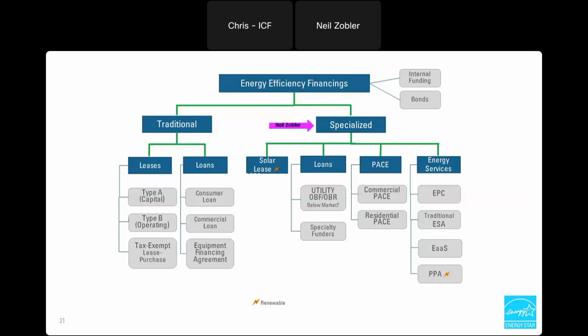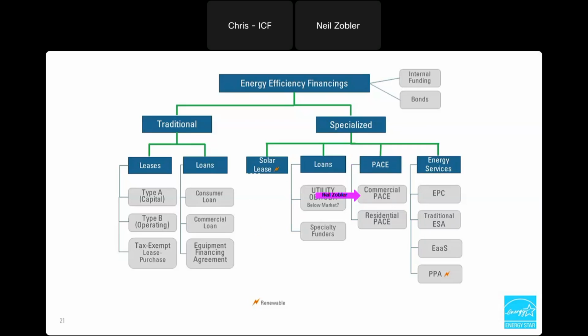Under specialized, there are loans again. You can either get a loan through specialty funders or through a utility. The utilities tend to have on-bill financing and on-bill recovery programs. The difference between those two is one is funded directly with utility dollars, and the other one is being funded by a third party, and the utility is strictly providing servicing of the loan. They tend to be below market, although not always, and that's a great place, if your utility happens to be offering a financing program, to take a quick look. You may wind up saving some money.